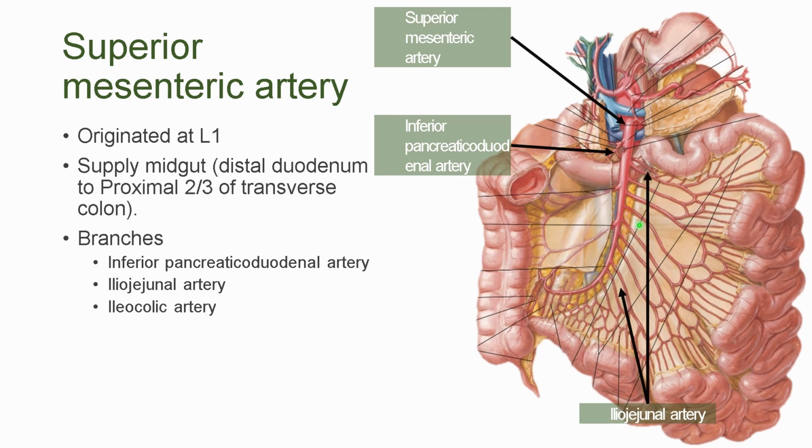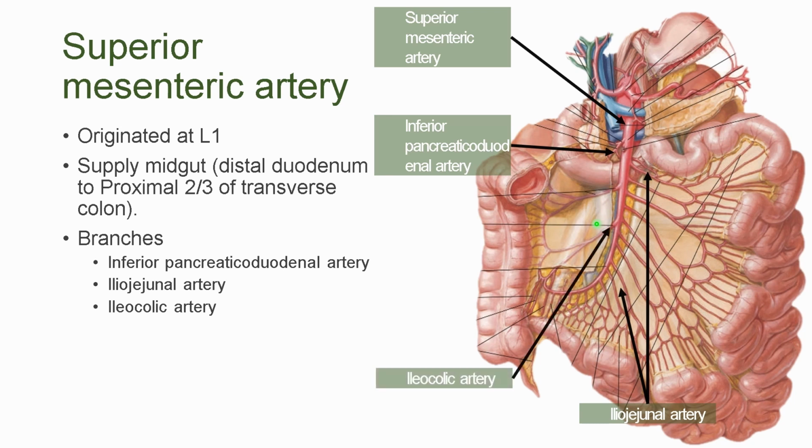The next branch is known as the ileocolic artery. It supplies the ileocolic junction, which means the junction between the cecum and ileum. This is the ileum, this is the cecum, and the junction is supplied by this artery.